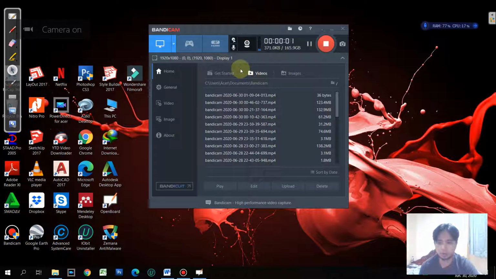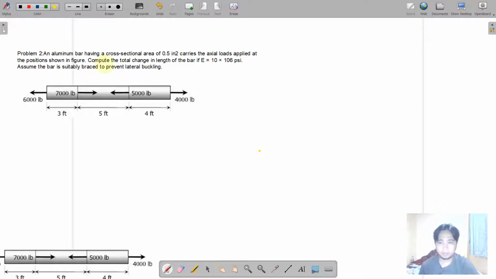Okay, welcome to the next problem. So for the second problem of axial deformation, we have an aluminum bar rigidly attached so that we have to prevent lateral buckling. Therefore, this bar is not subject to a buckling or bending effect.